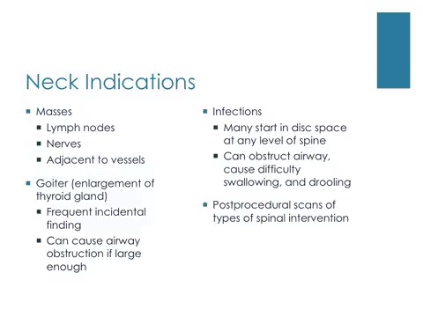One of the neck indications that we will discuss are masses. They can occur along lymph nodes, along nerves, or even adjacent to vessels. A goiter is another clinical indication, and this is enlargement of the thyroid gland, and it is a frequent incidental finding when imaging the neck for any reason. So if a patient is getting a CT of the neck for some reason other than looking for the goiter, a goiter can still show up on the scan and provide good clinical information to take care of that. Goiters can actually cause airway obstruction if they are large enough.